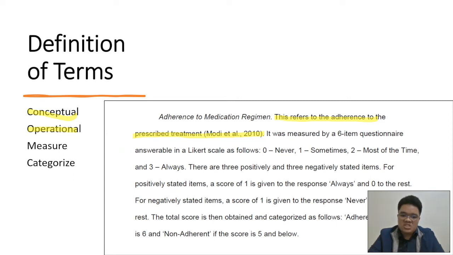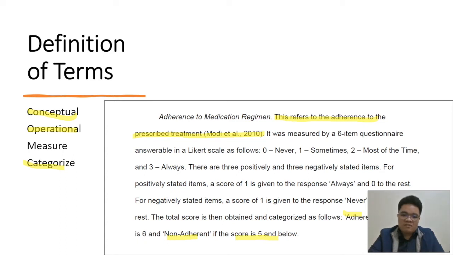The next part is how will it be measured? It would start by saying it will be measured by a 10-item questionnaire or a 6-item questionnaire, an 8-item questionnaire, which will be answerable by true or false, multiple choice, or a Likert scale of 0 to 3 or 0 to 5. So you need to be able to specify that. And then you need to say how will it be categorized. It will be categorized as follows: adherent if the total score is 6 and above, and non-adherent if the score is 5 and below.